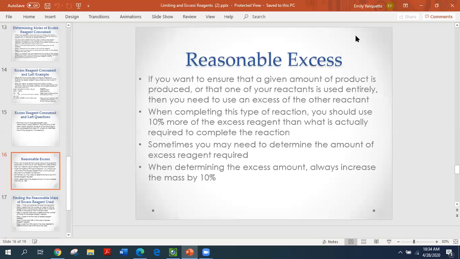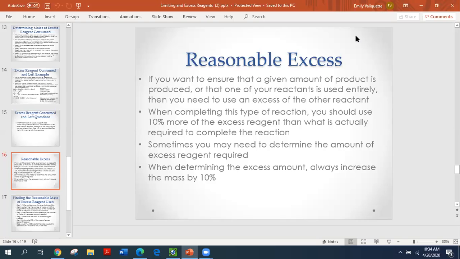Okay, the next thing we're going to be going over is something called reasonable excess. Essentially, it's saying if you want to make sure that you use up all of one type of reactant or that you make a certain amount of product, how much of the excess reagent should you reasonably use? And the scientific community describes the amount you should reasonably use as 10% more than what you need, just to make sure that if you accidentally lose some or it gets stuck on a stir rod or on the sides of a beaker, you're still not going to run out.